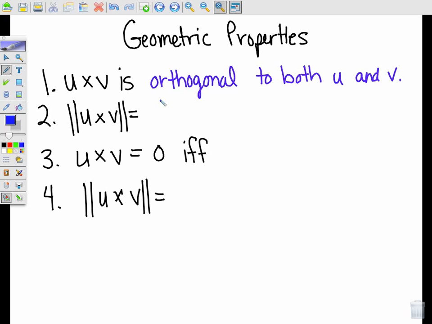All right, here we've got the magnitude of the cross product, and the magnitude is equal to, so we just have another formula here. It's the magnitude of u multiplied by the magnitude of v, and then multiplied by the sine of theta. So that's what that looks like.